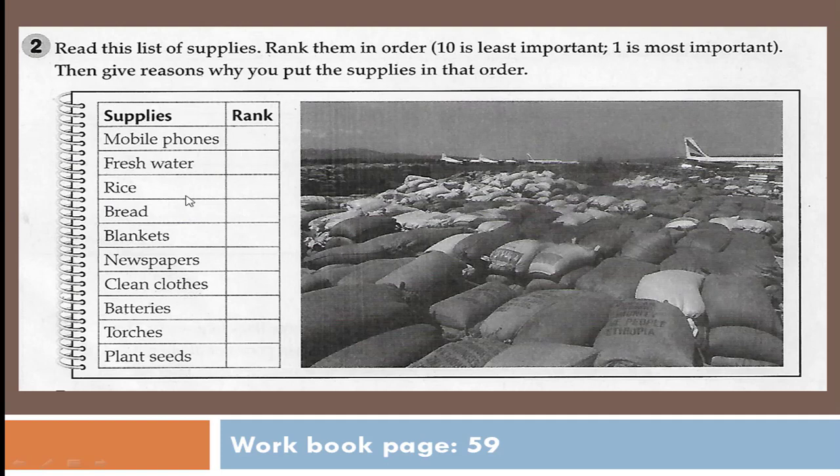What do you think? What is the most important thing that people need? For example, fresh water or bread or whatever. So according to you, what is the most important, and order them from the most important to the least important, and give reasons. We are going to give reasons in the second slide. I'll give you 1 minute to rank or to order the supplies from the most important to the least important. 1 minute for that.